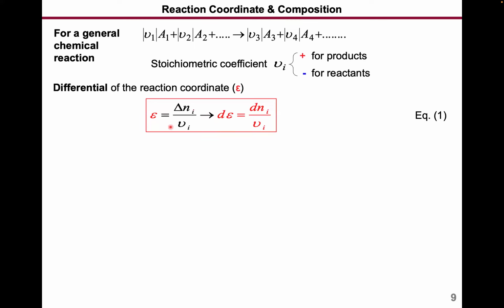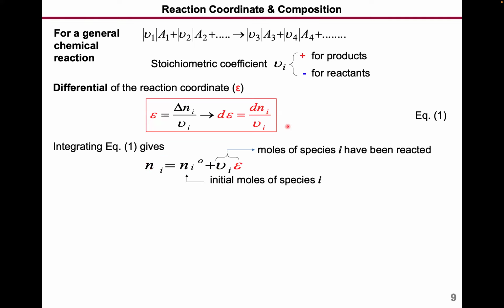Now, what we can do is take the differential on both sides. So d epsilon is going to be equal to d Ni divided by Vi. Basically, this is trying to understand, at any instant time, what is going to be your changing reaction coordinate depending on the instantaneous increase or decrease of a particular species in the system. Okay, so this is your differential of the reaction coordinate.